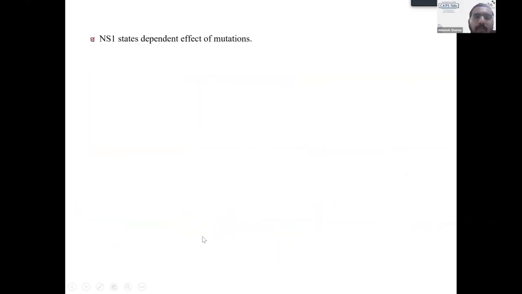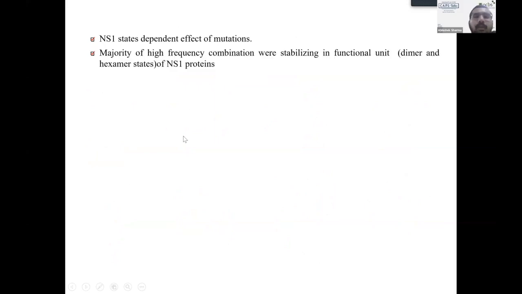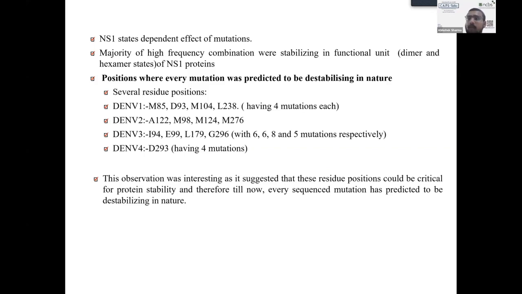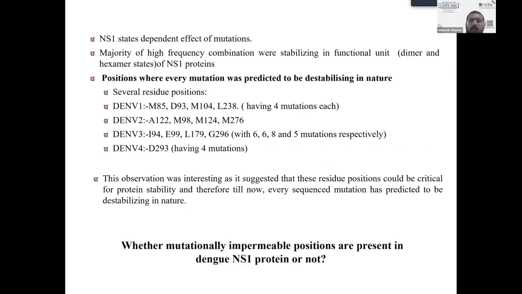Now, we have shown till now that there is an NS1 state dependent effect of mutations. The majority of high frequency combinations were stabilizing in the functional unit. But during the analysis, we also found a very interesting observation. We found that there was a position where every mutation was predicted to be destabilizing in nature, and this was found for all the serotypes.